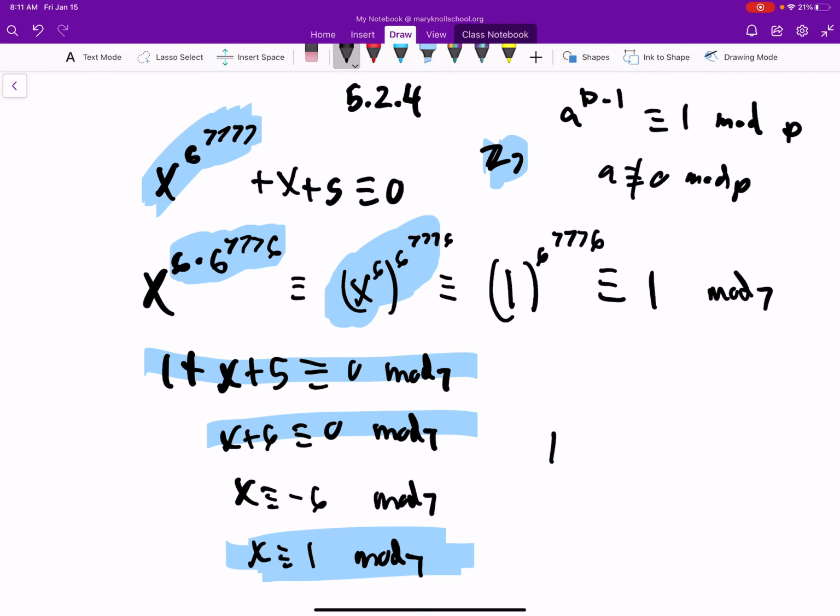So 1 to the 6th is 7777 plus 1 plus 5. This is 7, which is equivalent to 0 mod 7. Yeah. All right.